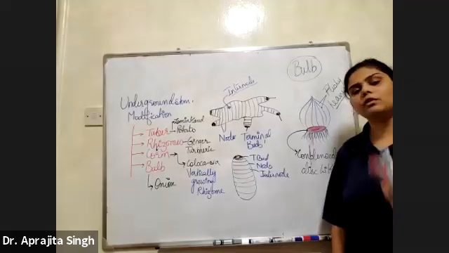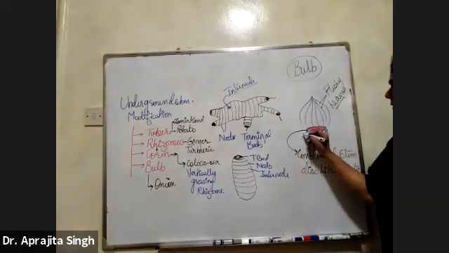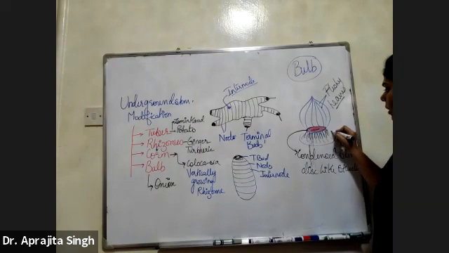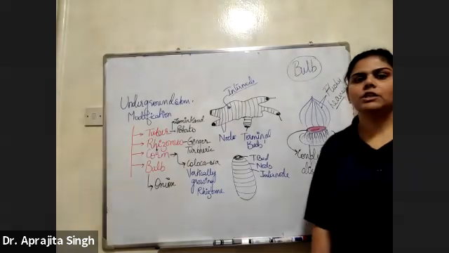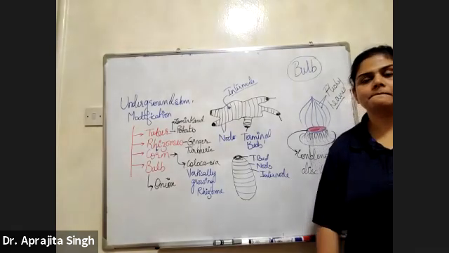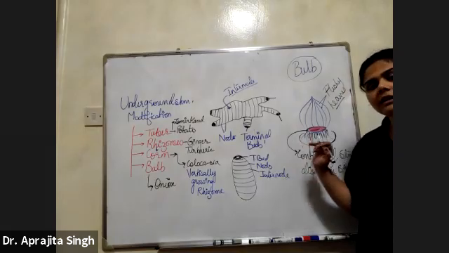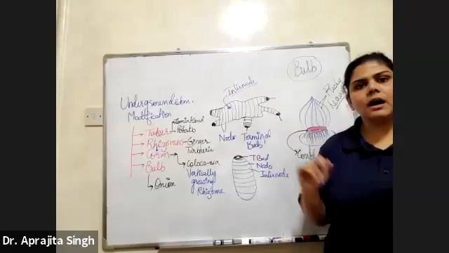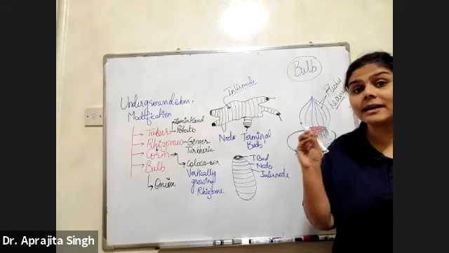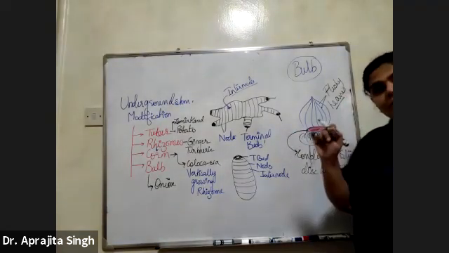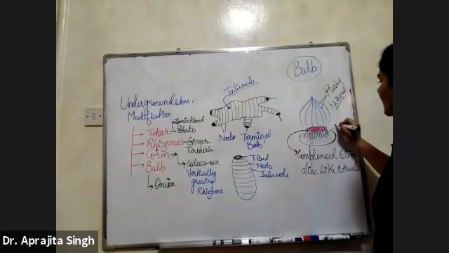Okay, now one question from my side. What will we call these roots? Are they true roots which originate from the radicle, or are they adventitious roots? Adventitious roots. Very good, because they are arising from the stem. The condensed stem is present. This is the adventitious roots. Remember.